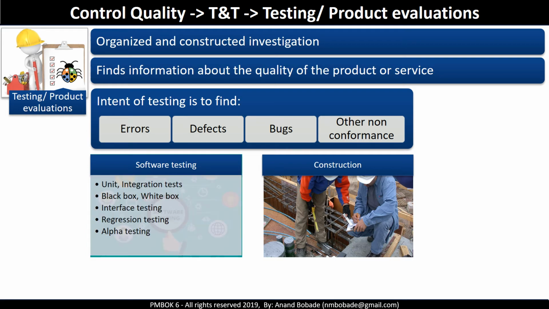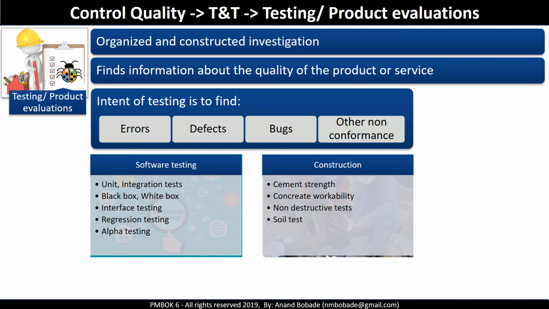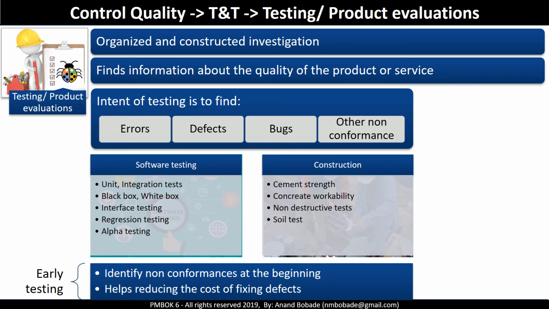In software testing, you might use unit testing, integration tests, black box, white box testing, interface testing, regression testing, alpha testing. In construction, you might use cement strength testing, concrete workability testing, non-destructive tests, or soil tests to design an appropriate structure of the building. Remember, early testing helps identify non-conformance at the beginning of the project, and it helps reduce the cost of fixing non-conforming components of the product.